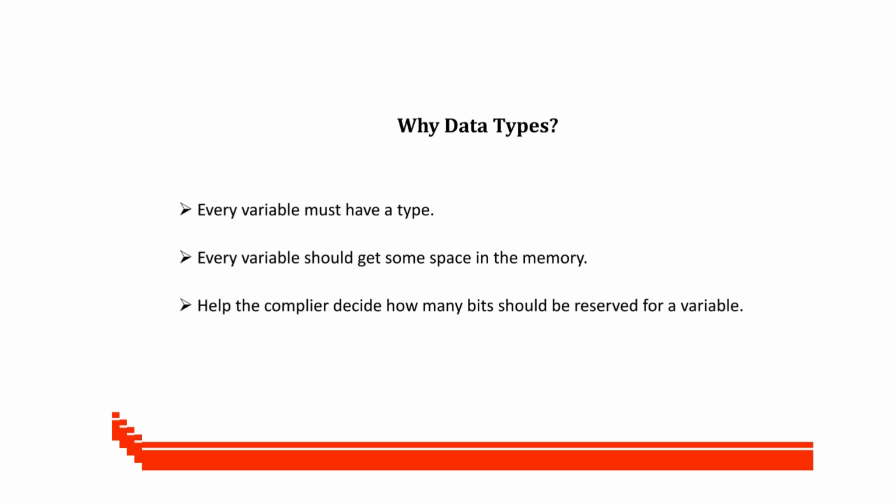Why do we need data types? Every variable in C must have a type so that the compiler knows how much memory to allocate and what kind of operation can be performed on it. Without data types, programming would be chaotic and unreliable. Data types make the code more readable and easier to understand by clearly defining the type of data being used. This makes the code easier to maintain and debug.